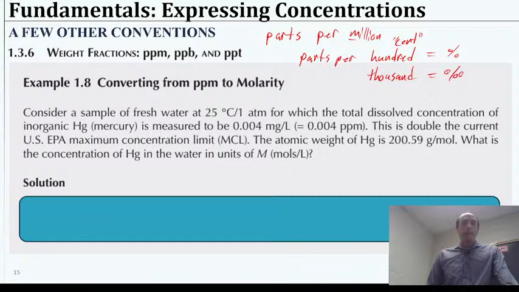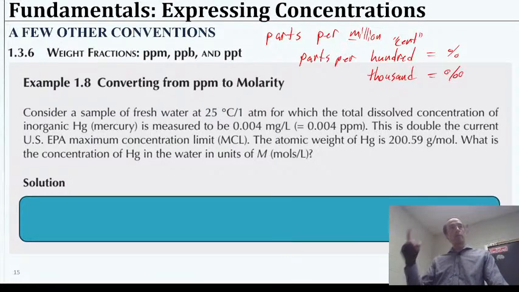So example 1.8 says converting ppm to molarity. Consider a sample of fresh water at 25 Celsius and 1 atm, for which the total dissolved concentration of inorganic mercury, Hg, is measured to be 0.004 milligrams per liter. In this case, they're doing parts per million as mass, because now we see that's 0.004 ppm.